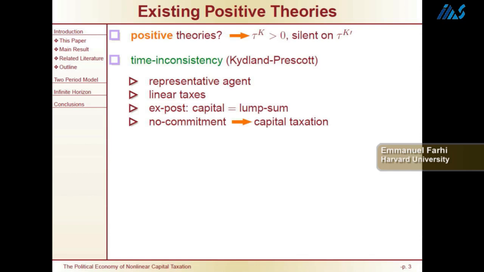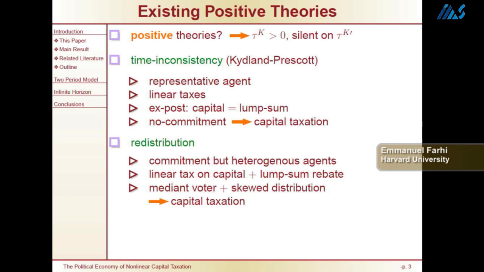So you have a representative agent. The government needs to finance some expenditures. You only have linear taxes. Lump sum taxes are ruled out by assumption. And imagine a two-period model. Ex post, capital is sunk. It's inelastic. So taxing capital looks like a lump sum tax ex post, so it's very attractive. So if you don't have commitment, you're likely to observe capital taxation. Of course, agents will understand that and maybe not save all that much. You can see how it would work. So that's one strain of the literature.